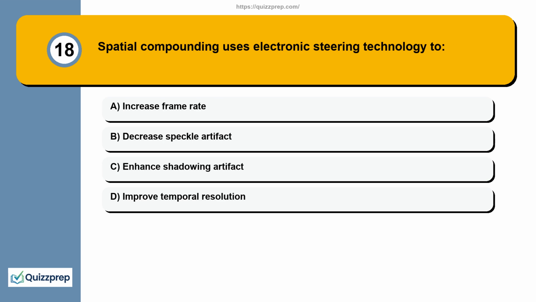Question 18. Spatial compounding uses electronic steering technology to increase frame rate, decrease speckle artifact, enhance shadowing artifact, improve temporal resolution.